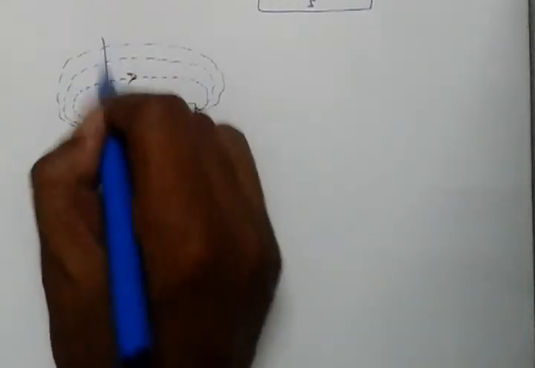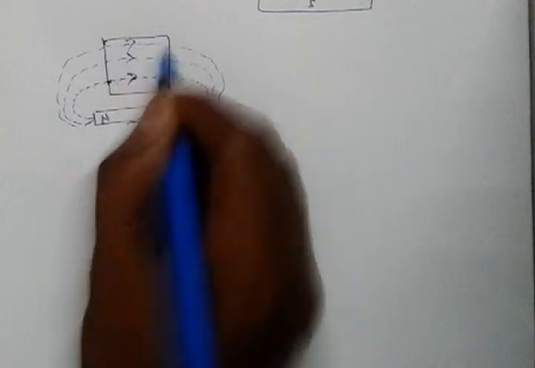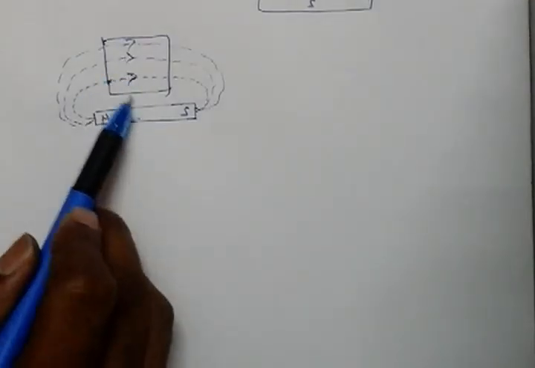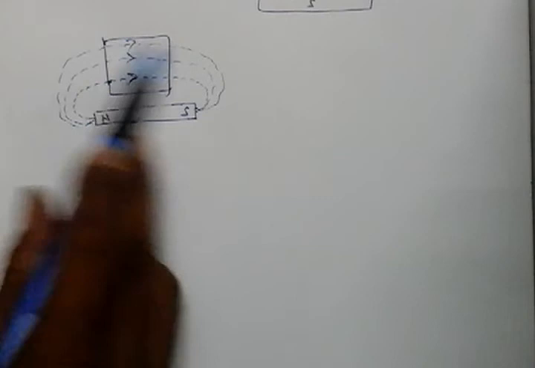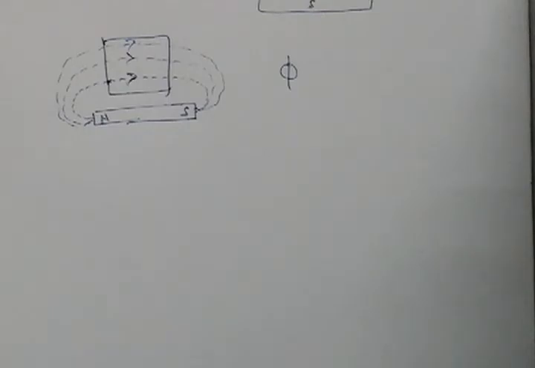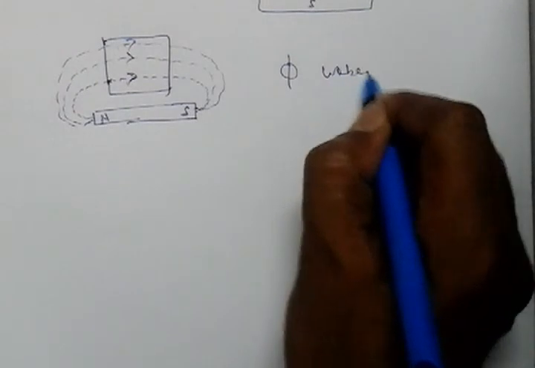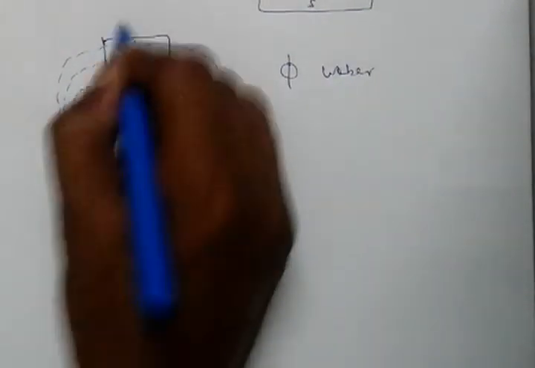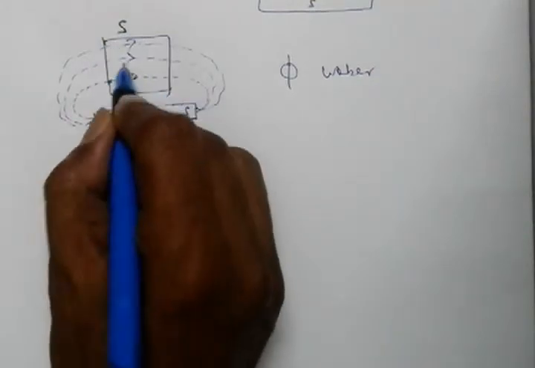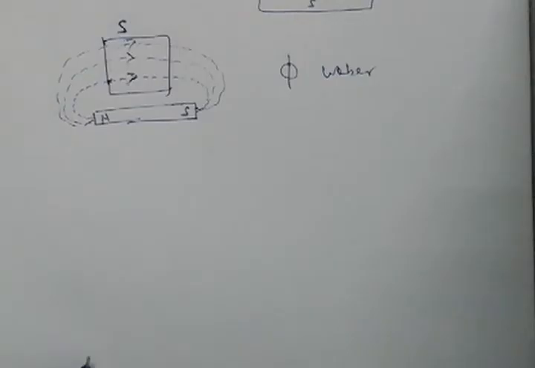Surrounding the magnet there will be many field lines. Now consider this region. In this region, how many lines are there in total? Three lines are there. Each line has some amount of force. If we combine all these lines of force in this region, then that is called magnetic flux. Magnetic flux is represented by phi and the unit is Weber. Consider this area S, through which many lines are passing. In this case 3 lines are passing through the surface.